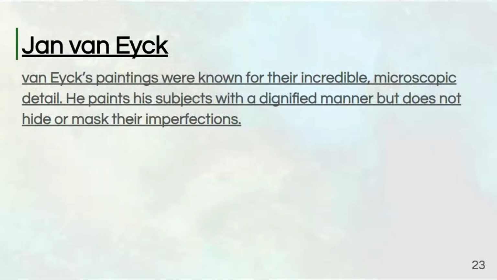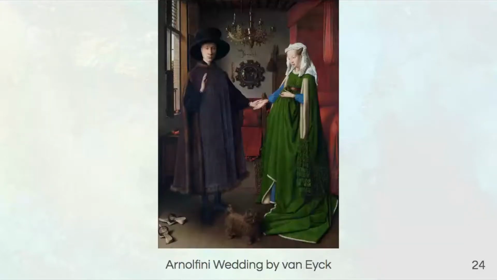These were not the people that you wanted to have paint your portrait if you had a set of blemishes on your face or if you were not in your peak physical performance, because they were going to portray it accurately. So the first artist who was known for his extreme microscopic detail is Jan van Eyck, and he portrays his people in a very dignified manner, but he also doesn't mask their imperfections.